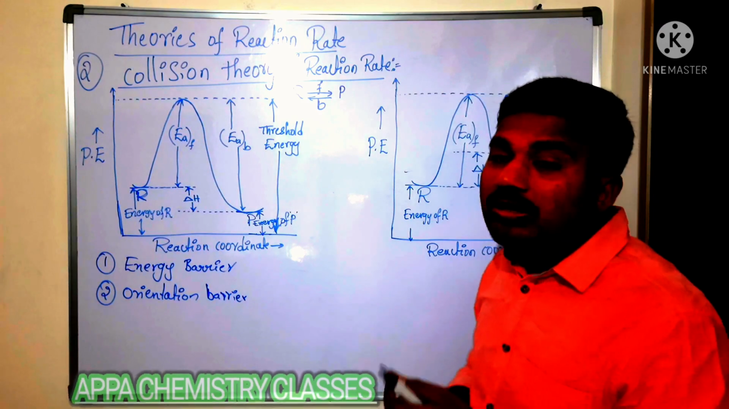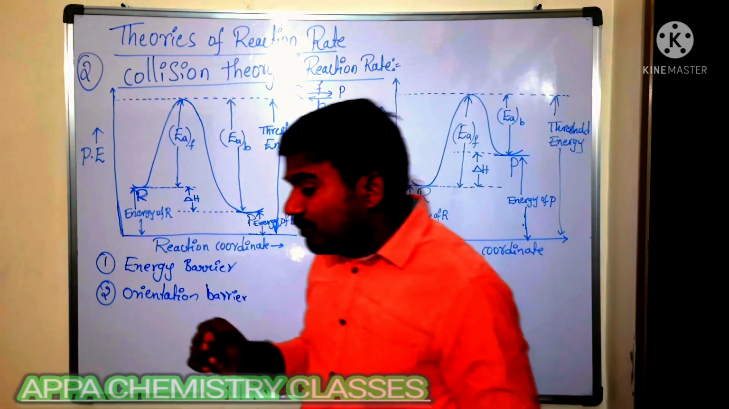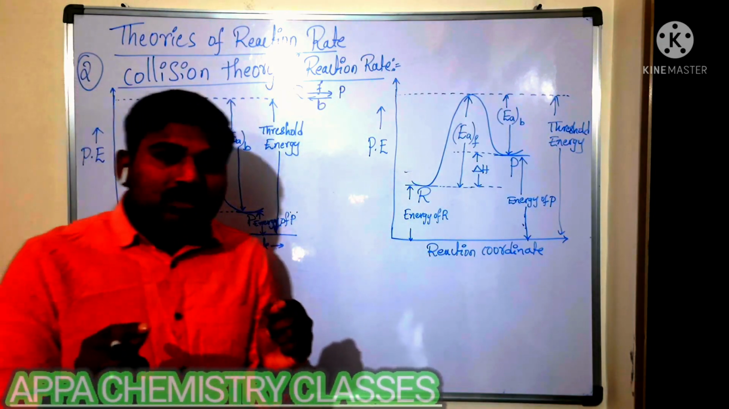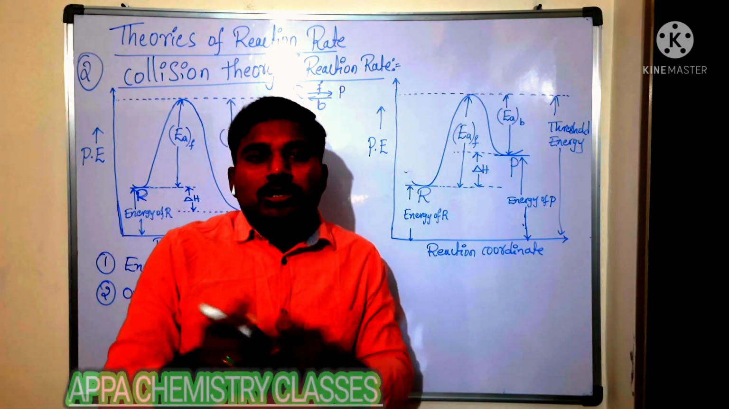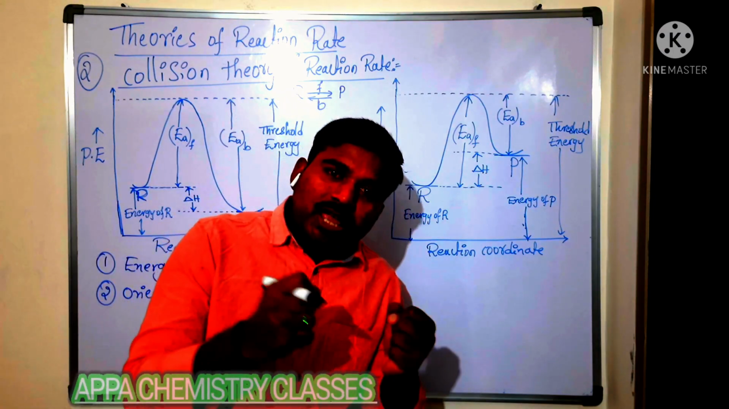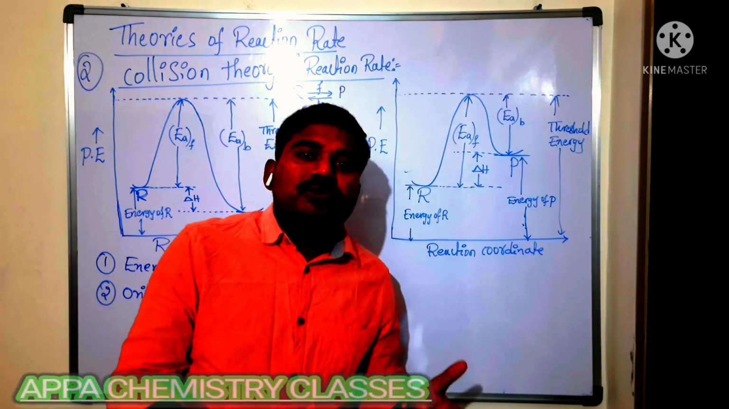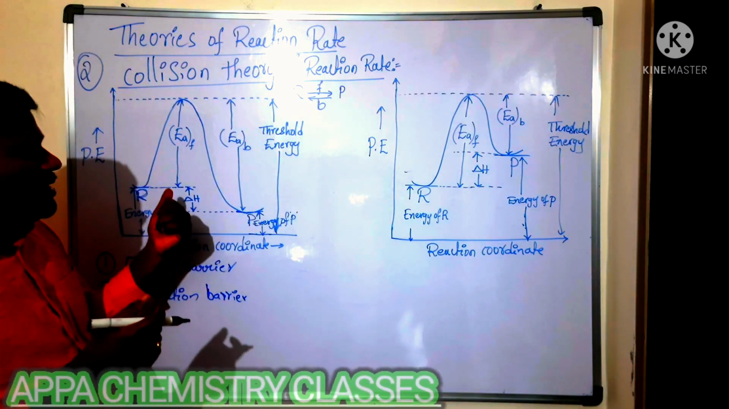Those collisions are called what? Fruitful collisions. And also here, the number of collisions which take place per unit second, per unit volume, is said to be what? Collision frequency. So if the number of collisions made by the reacting molecules is more, then what happens? The rate of reaction will be more.